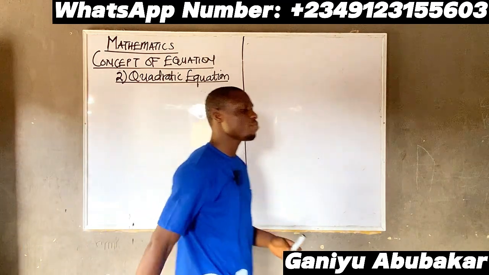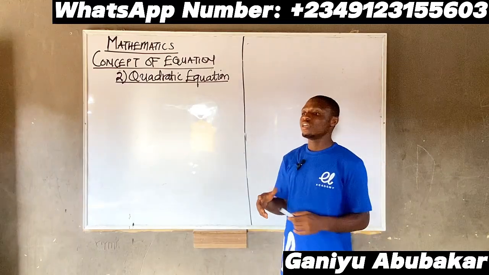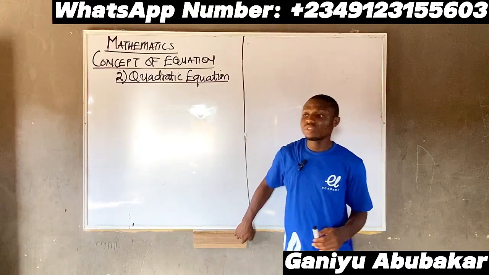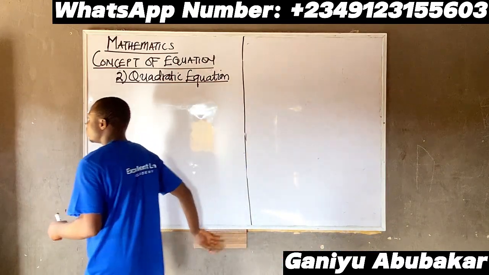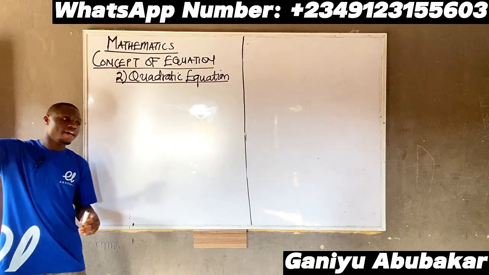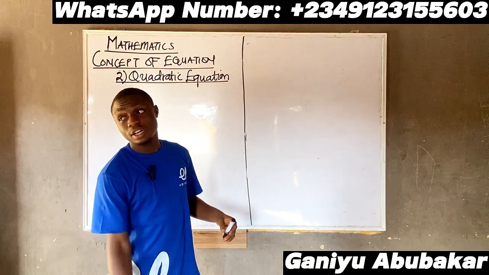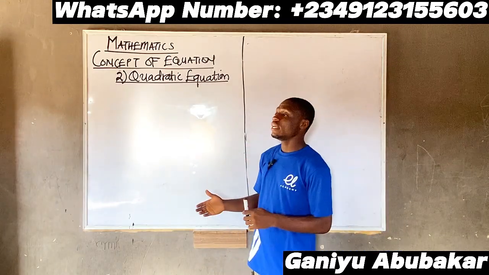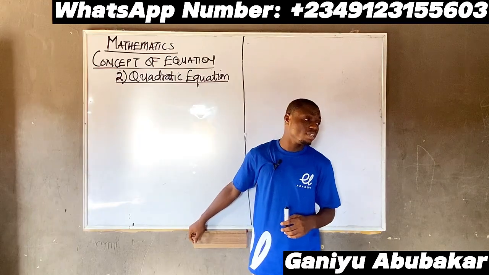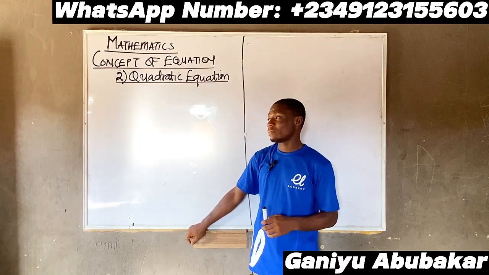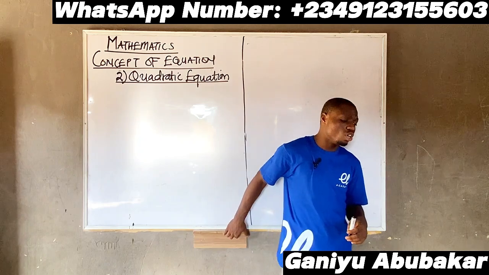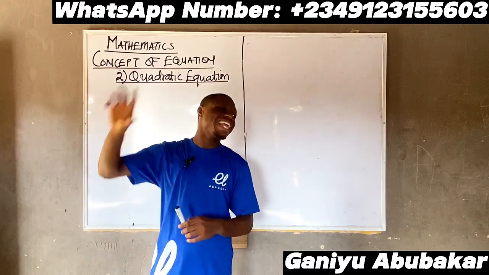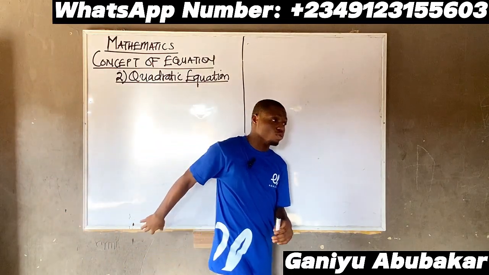This can be defined as an equation in which the highest power is what? Is 2. This is an equation in which the highest power, or highest index, or highest degree, is 2.